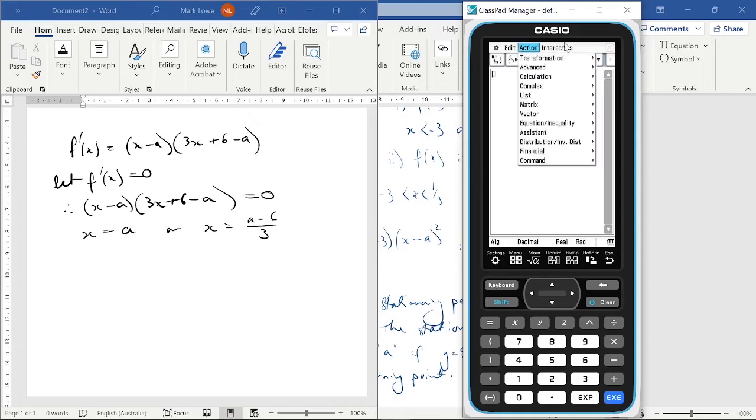If we go to action and calculation, okay, action and then calculation. Diff means just to differentiate, so you can use that and then put in your function. So what have we got? We need to put a couple of extra brackets here.